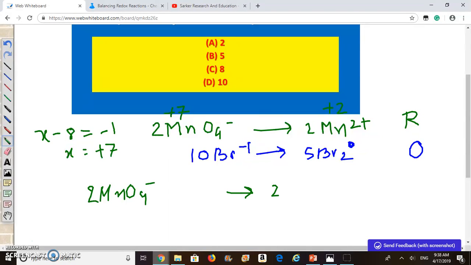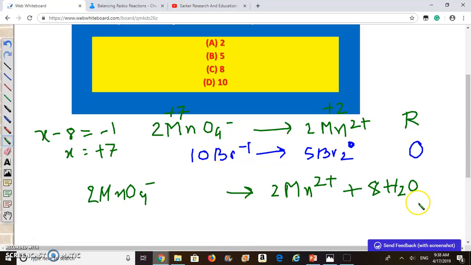It becomes 2 Mn2+. So the rule says that for each oxygen atom you will have to add one water molecule on the opposite side. Let us just count how many oxygen we have. 2 times 4 is 8. So we will have to add 8 water molecules on the product side.